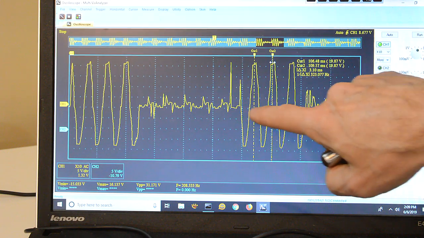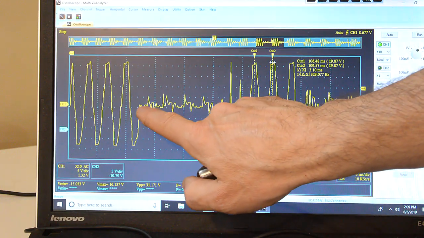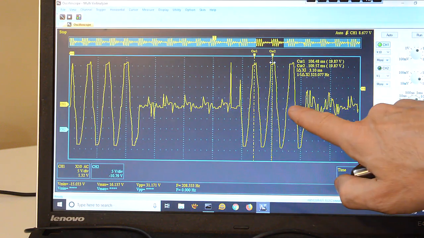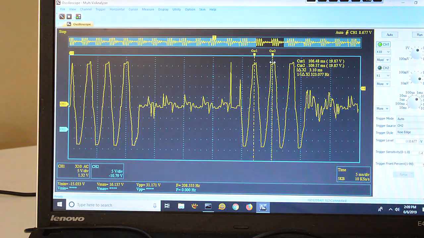But we have basically substantial driving here, and then we have nothing coming out here. It's almost like the electronics is suppressing what's coming out of the motor to try to slow it down, and then give it lots of power, and then suppress it again. Really weird.